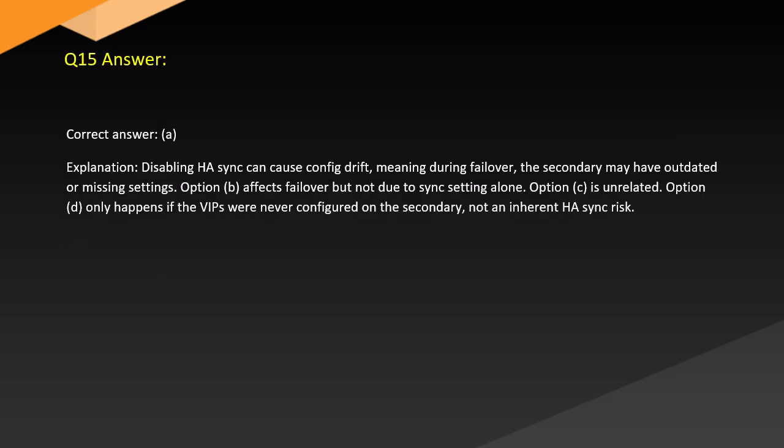Answer. Correct answer: A. Explanation: Disabling HA sync can cause config drift, meaning during failover the secondary may have outdated or missing settings. Option B affects failover but not due to the sync setting alone. Option C is unrelated. Option D only happens if the VIPs were never configured on the secondary, not an inherent HA sync risk.